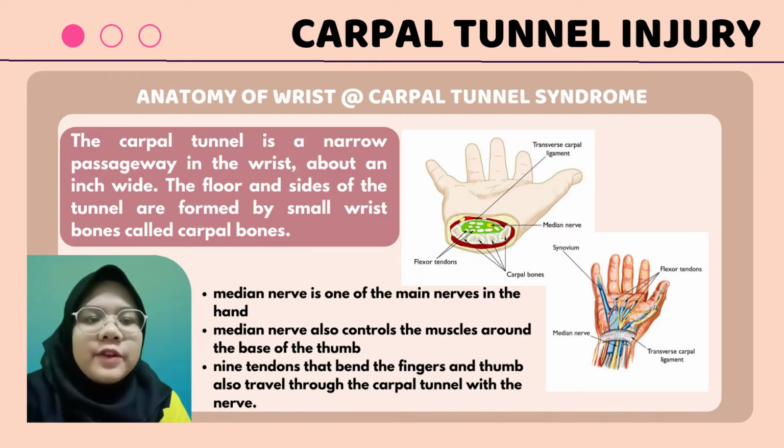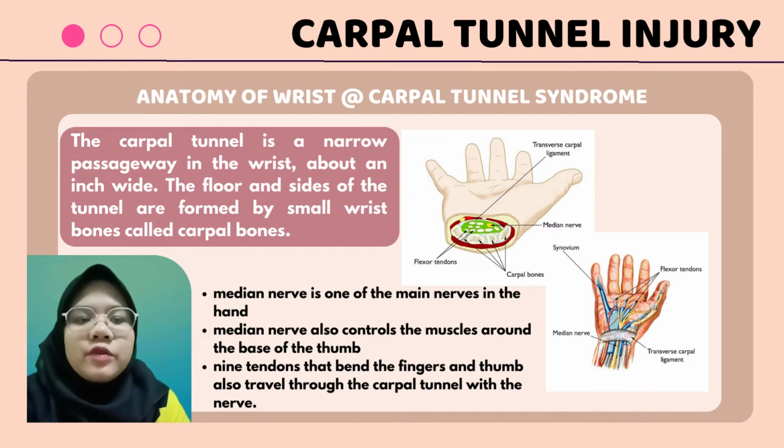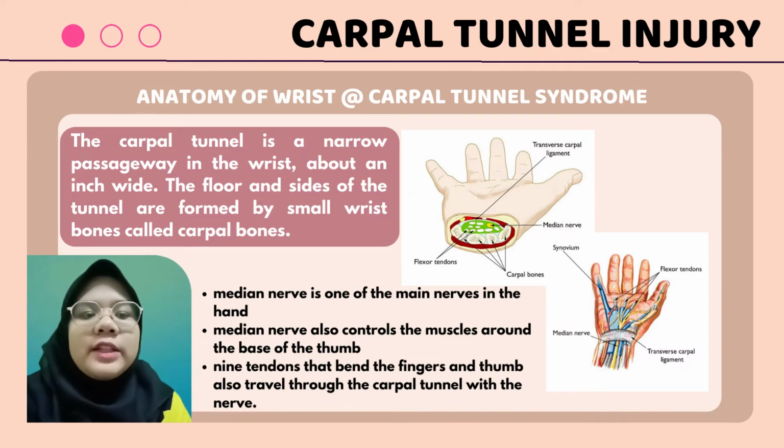The median nerve is one of the main nerves in the hand. It originates as a group of nerve roots in the neck. These roots then come together to form a single nerve in the arm. The median nerve travels down the upper arm, across the elbow and into the forearm, then passes through the carpal tunnel at the wrist on its way to the hand and fingers.